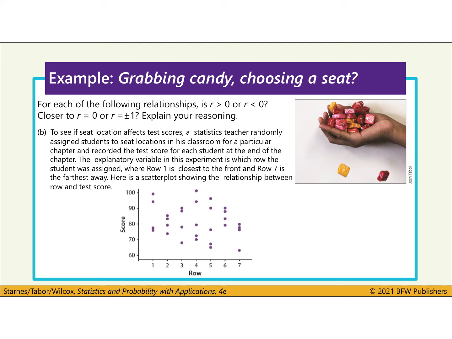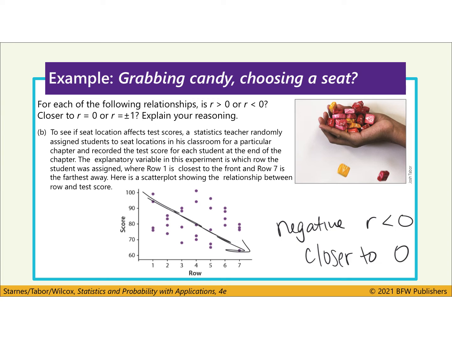Yeah, I kind of see a little bit negative, right? It has a little negative pattern. So that means r is less than 0. And then would you say it's closer to 0 or closer to negative 1? It's closer to 0. Okay, closer to 0 because it's pretty spread out, right?